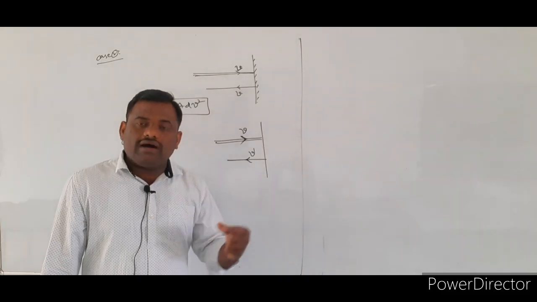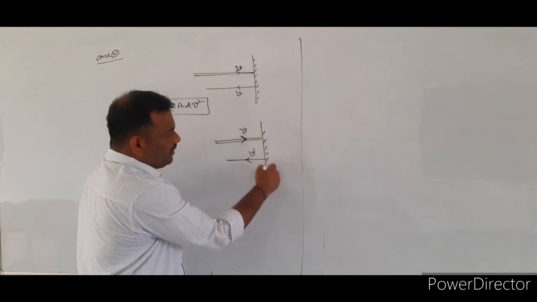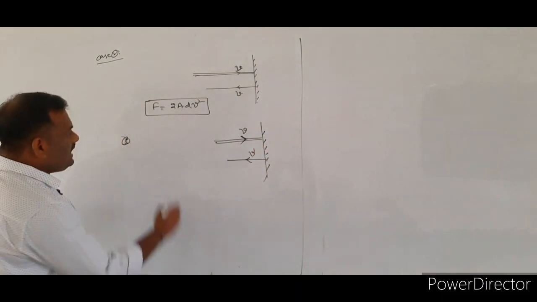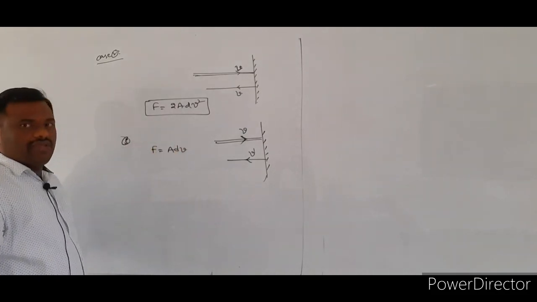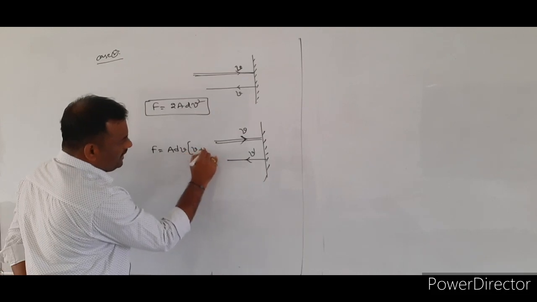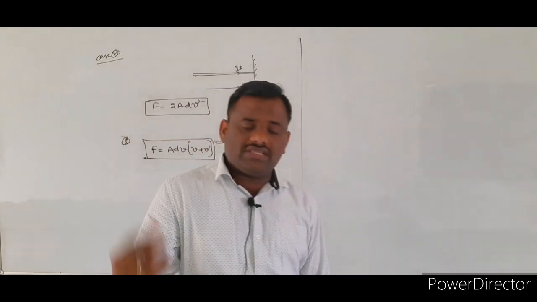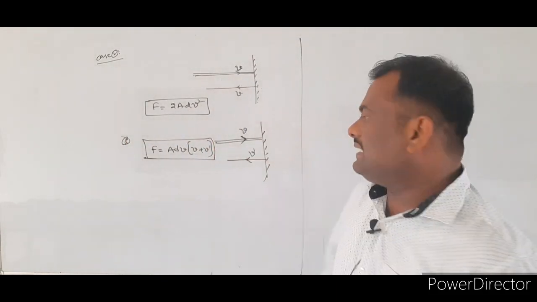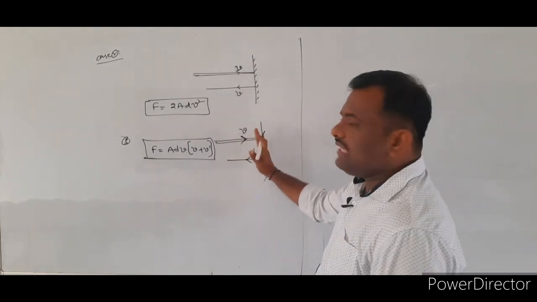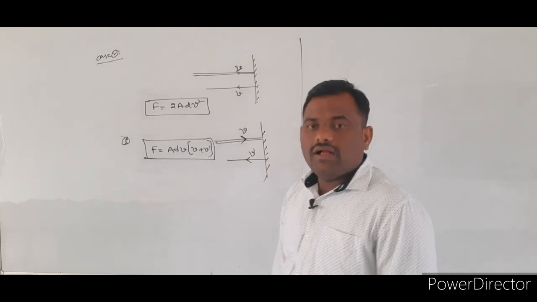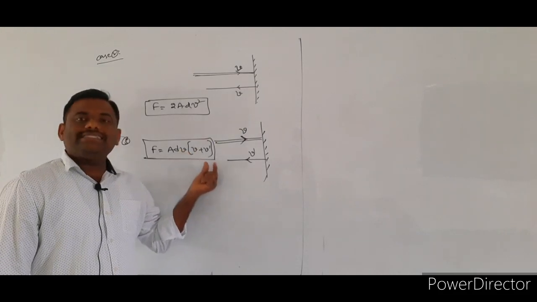Now, what is the value of the force exerted by the same water jet over the surface of the vertical wall? F is equal to what? AdV into V plus V dash. Important formula: whenever the water jet strikes the wall with a speed V and bounces back with another speed, the force exerted by the water jet over the surface of the vertical wall is given by F is equal to AdV into V plus V dash.